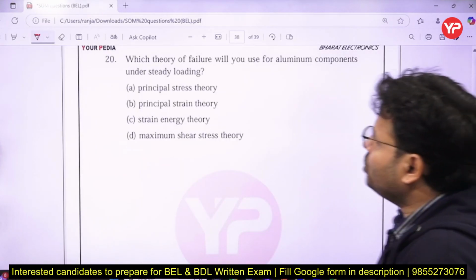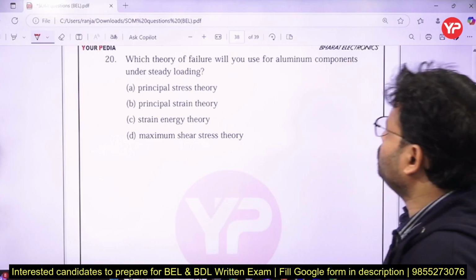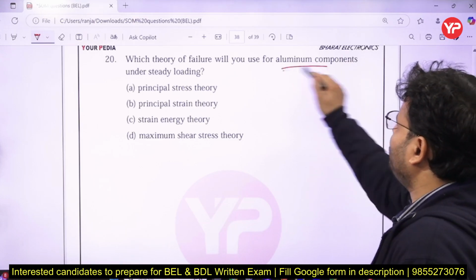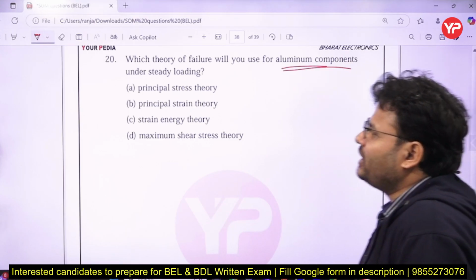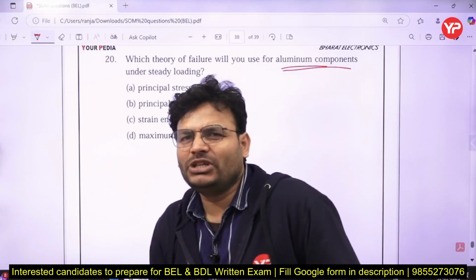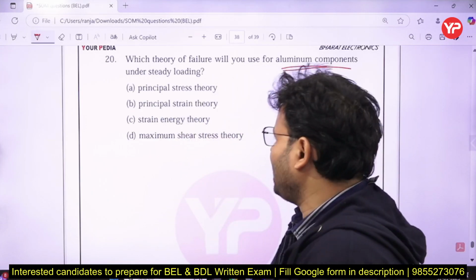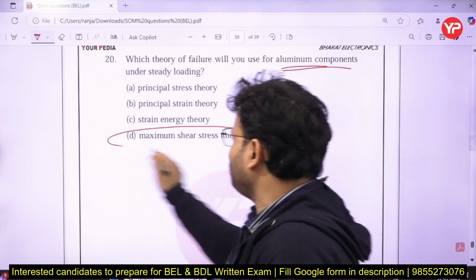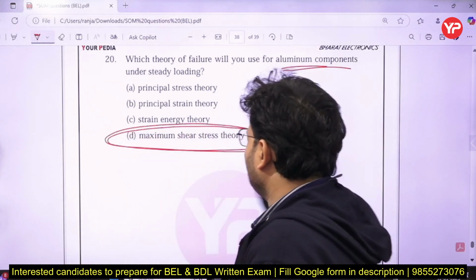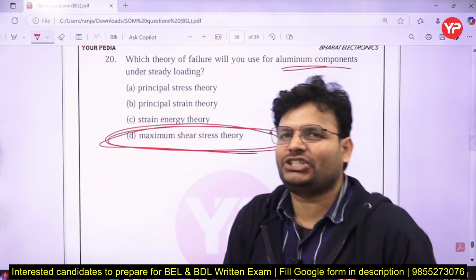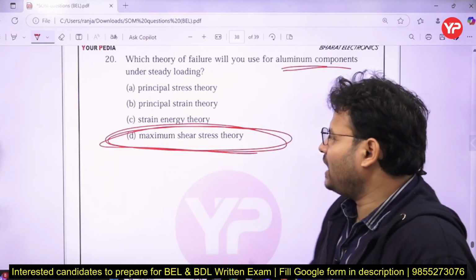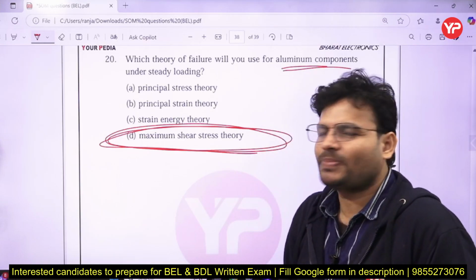Next question. Which theory of failure will be used for an aluminum component under steady state loading? Aluminum is there. Is aluminum ductile or brittle? Yes, we can say ductile. So for ductile, which theory gives the right answer? Maximum shear stress theory. So we are going to use the MST, maximum shear stress theory.